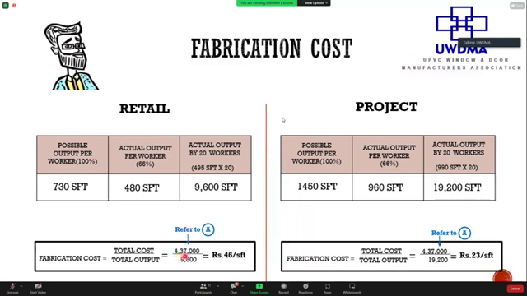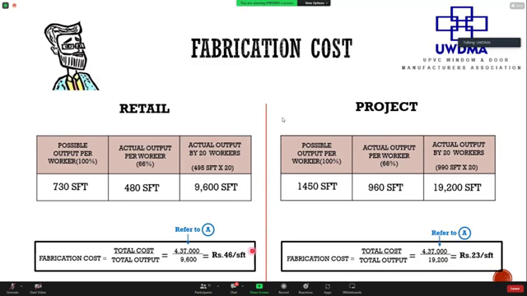Then the fabrication cost for retail sites will be approximately 437, the figure we got when we added our salaries and the overhead costs. Then we divide by 9600 square feet, and on retail sites the per square feet cost comes to approximately 46. In projects, we are assuming the per worker output is 1450. So 66% would be approximately 960. Then into 20, it comes around 19200. When we divide the total cost by 19200, it comes to approximately 23 rupees per square feet.